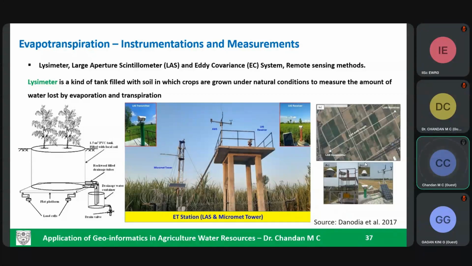so that you can get the actual measurement from the field. And when we look at the LAS, that is the large aperture scintillometer, this measures the heat flux, and then it will give you the evapotranspiration. Usually it operates in the NIR range, that is 840 to 880 nanometer, or 0.84 to 0.88 micrometer. Here you can see the setup of the ET station at one of the places near Saharanpur in UP.